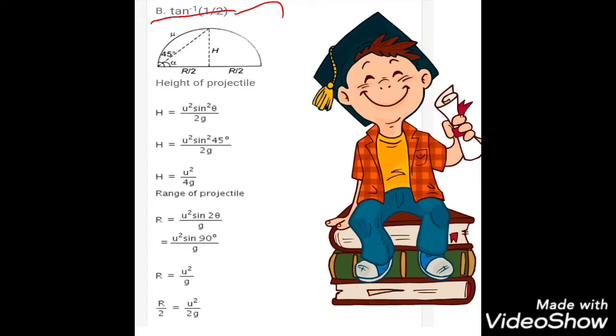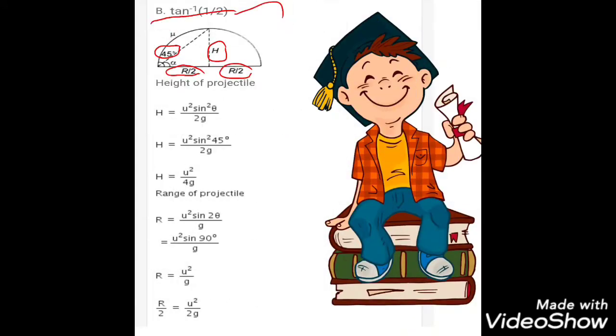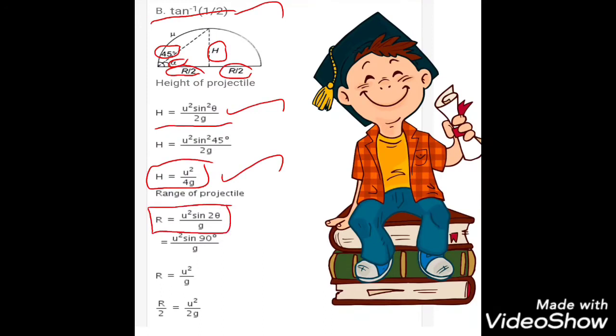Here you see the diagram. This is half of the range, this is half of the range, this is the maximum height. So the angle of projection is 45 degrees. Here, the elevation angle of the projectile is what they have given, that means alpha. So how to find this? You know the maximum height formula. By substituting the theta value, you get h equal to u square by 4g. You know the range formula. By substituting the theta value, you get r equal to u square by g. Half of the range means r by 2, that is u square by 2g.